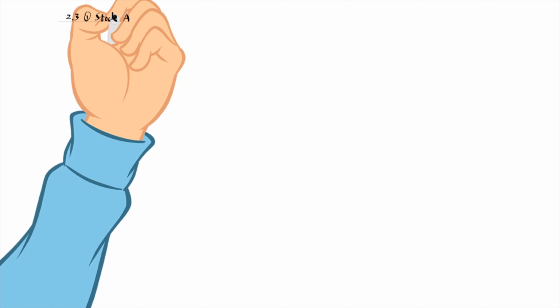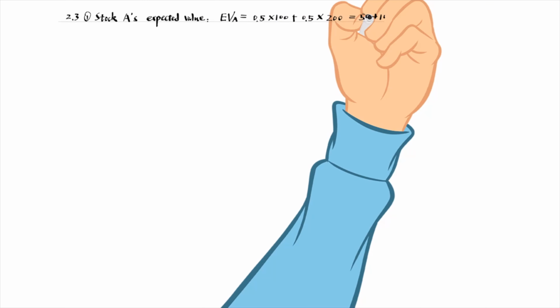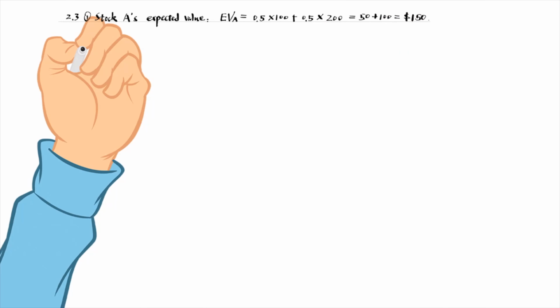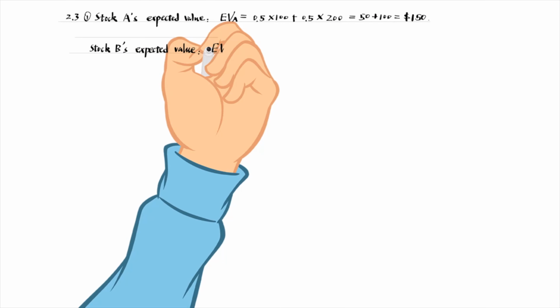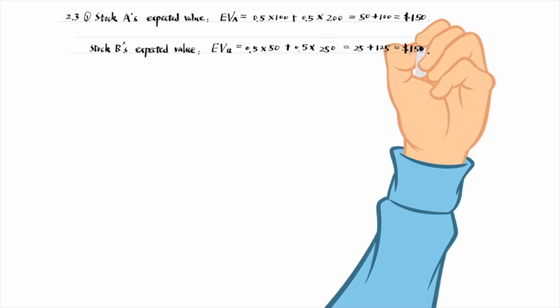We tackle the problem in 3 steps. In the first step, we calculate the expected values of the stocks. The expected value is the weighted average of the values of each possible outcome, where the weights are the probability of each outcome. The expected values of the stocks are identical.